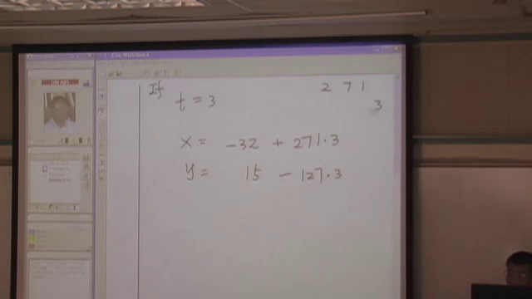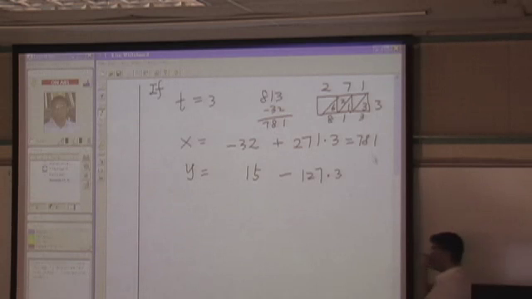271 multiplied by 3 equals: 1 times 3 is 3. 7 times 3 is 21. 2 times 3 is 6. Then 3, 1, 8, right? Do you follow me? So 8, 1, 3 is the number that we multiplied. Minus 32 equals 1, and then 8, and then 7. So it's 7, 8, 1, right? 7, 8, 1 is the result.